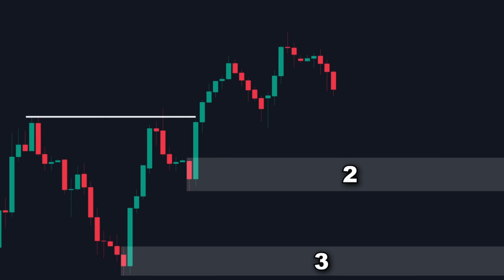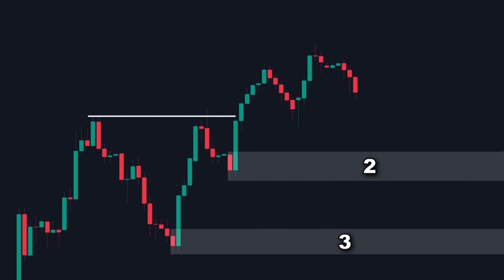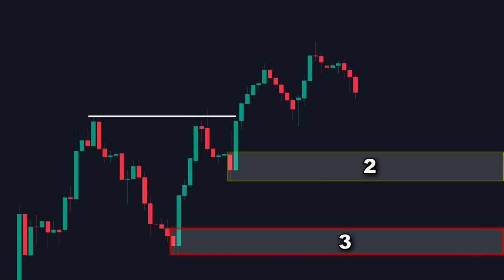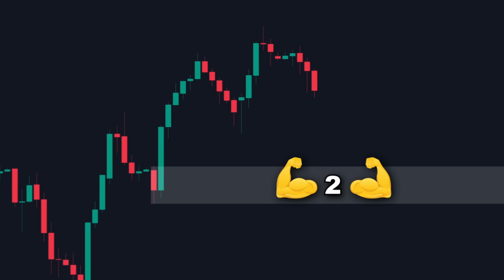But if we look closely, the zone that actually did end up breaking this high was zone number 2. So with this information in mind, this lower zone may not be as strong as it appears to be, but this zone in the middle is actually the stronger one. So now we can eliminate zone number 3 and truly focus on the strongest one.